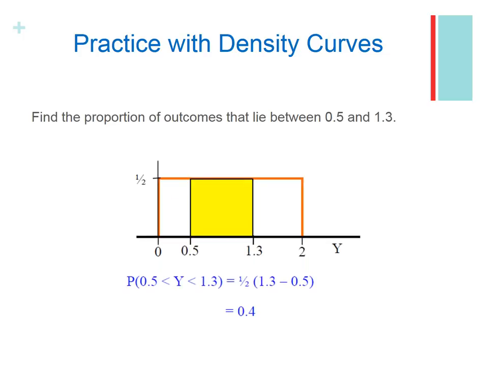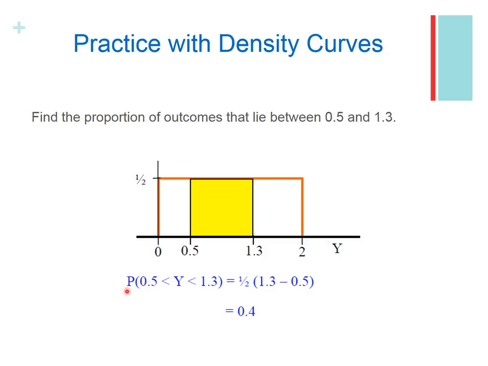All right, so let's see how you did. We have our density curve. I would always suggest drawing and shading in the area, so it's a very easy visual for you to see exactly what you're looking for. Once you have the visual, I think it's much easier to write your probability statements. So we have 0.5 to 1.3. This is the area I want to find. I've shaded it in yellow.